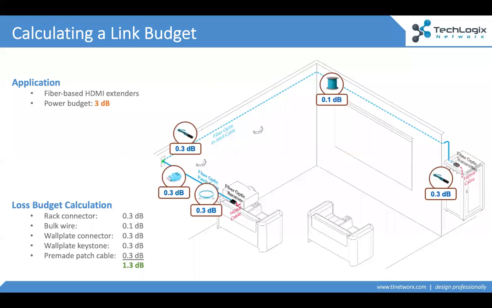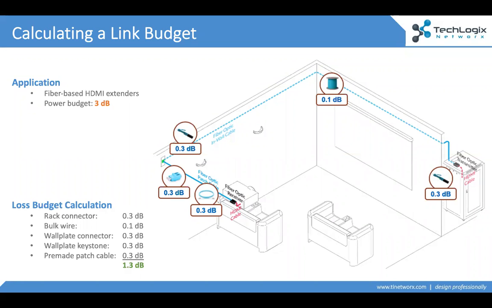If you do commercial installations, we'll take the sofas out of the room and move a conference room table in. Imagine this is a house of worship. All we're doing here is moving video from point A to point B. We're taking that source from the rack, going through bulk cable, with a couple of connectors in line, going into a wall plate keystone, and then jumping out to a remote receiver.